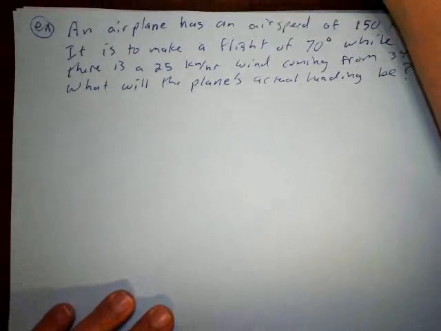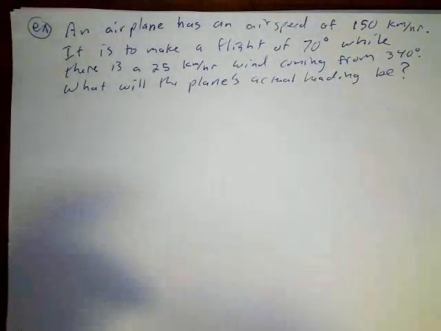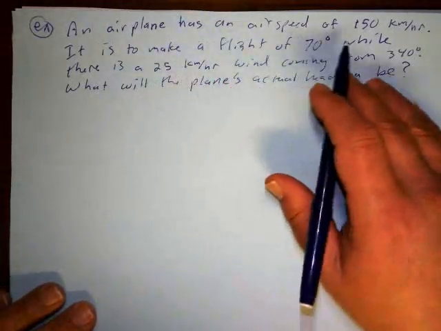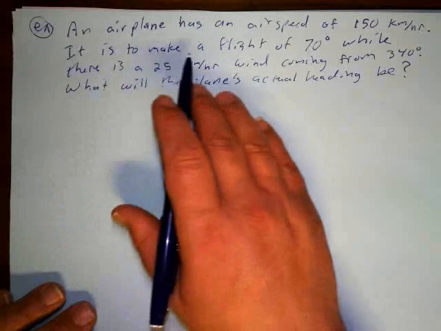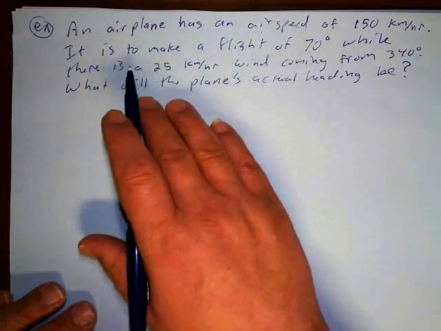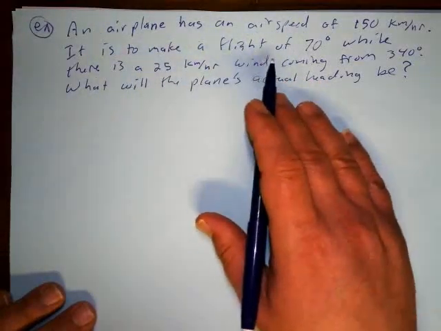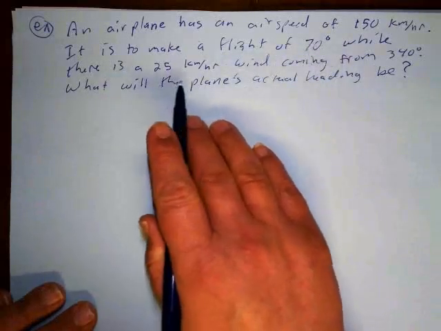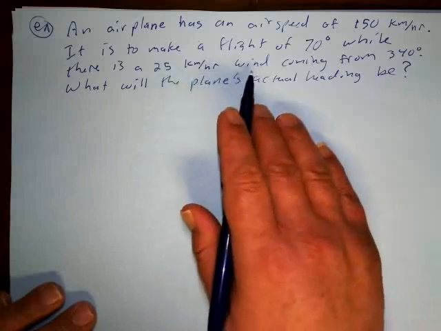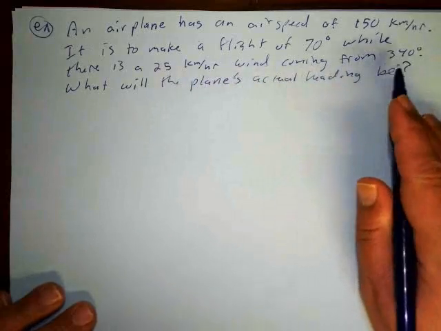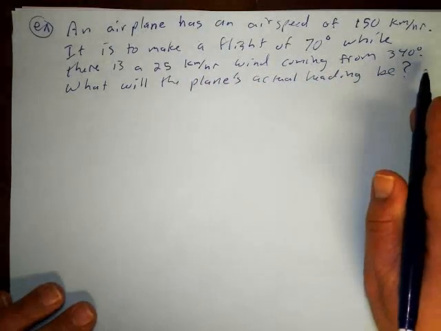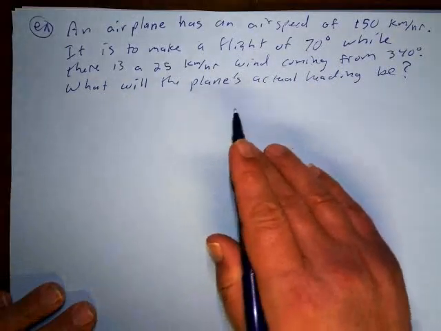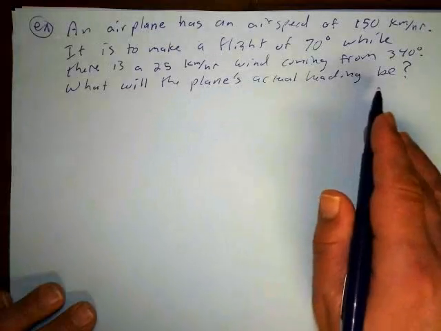Okay, we are going to do an application problem now that involves bearings. It says here an airplane has an airspeed of 150 kilometers per hour. It is to make a flight with a bearing of 70 degrees while there is a 25 kilometer per hour wind coming from 340 degrees, a bearing of 340 degrees. What will the plane's actual heading be?